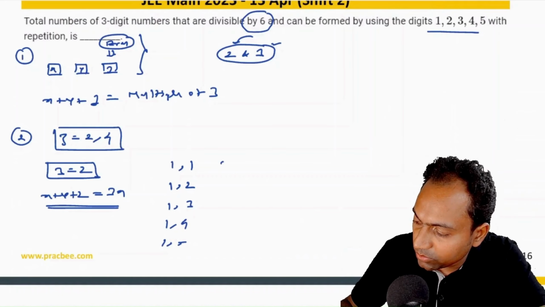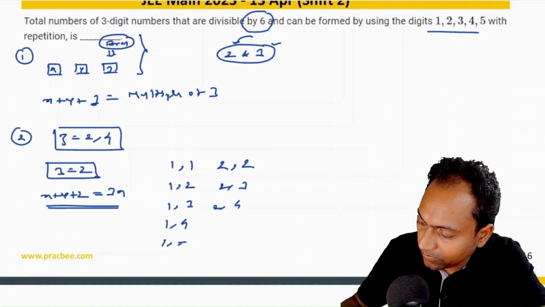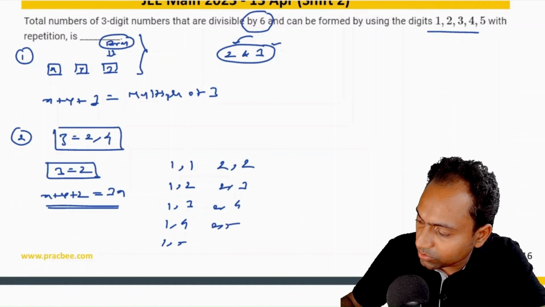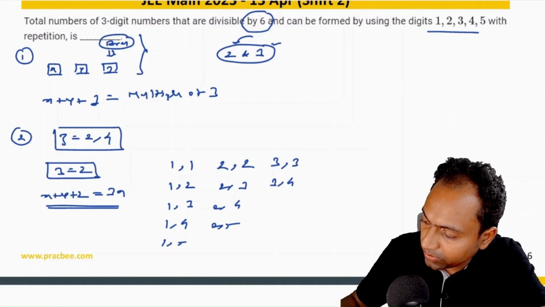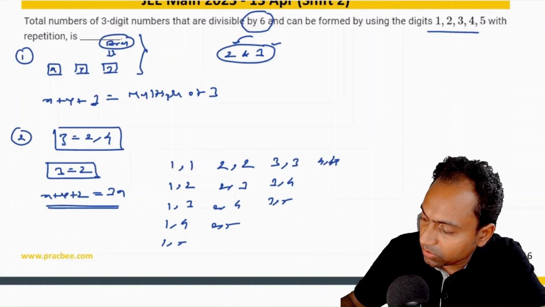Then what we can do is start with 2. So 2, 2, 2, 3, 2, 4 and 2, 5. Next we can move towards 3. So 3, 3, 3, 4 and 3, 5, and ultimately 4. So 4, 4 and 4, 5.